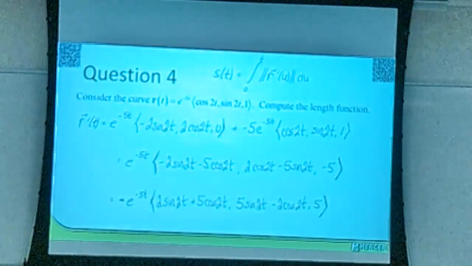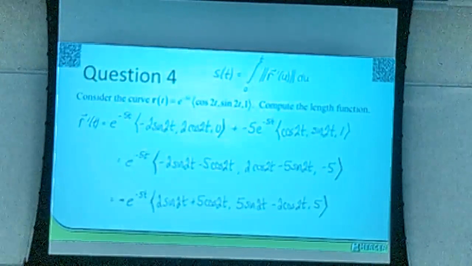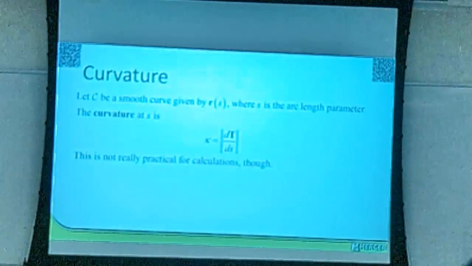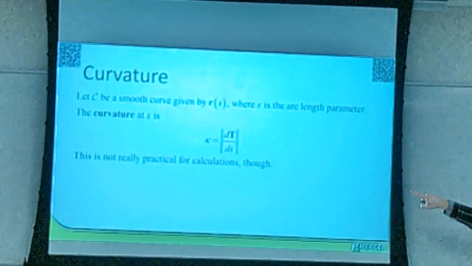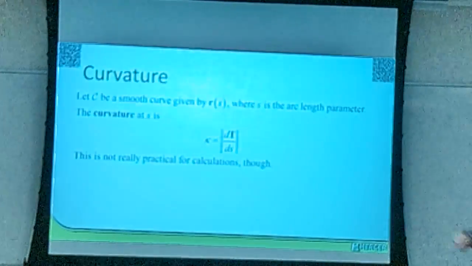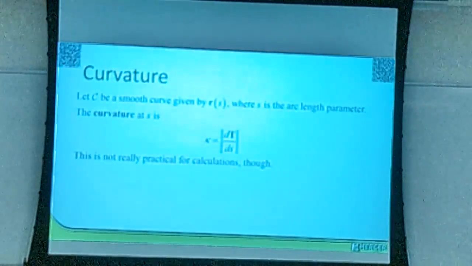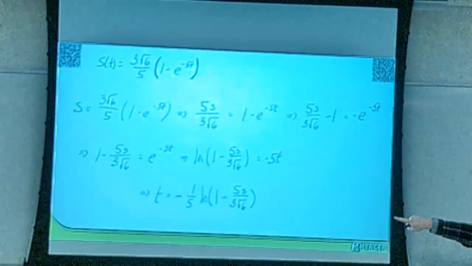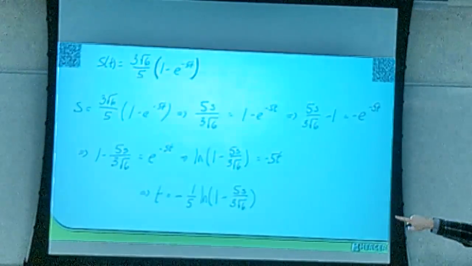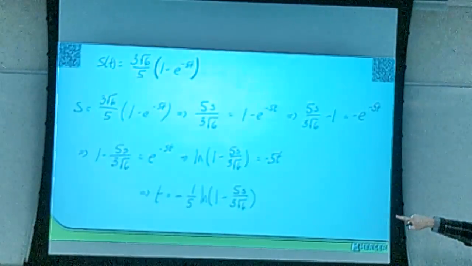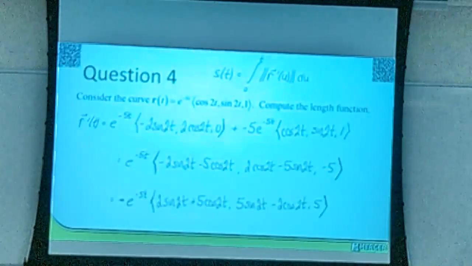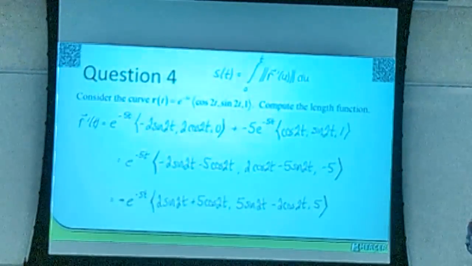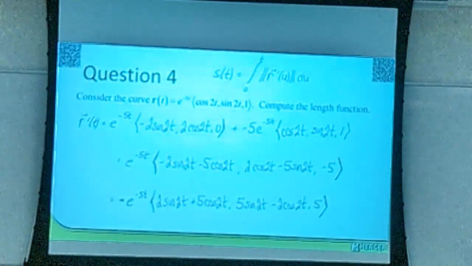So what was the definition of curvature again? That was your first step if you're using the definition of curvature: find what T is in terms of S. Second step is now replace T in R of T with that function. That's now your R of S. Third step is take its derivative with respect to S.